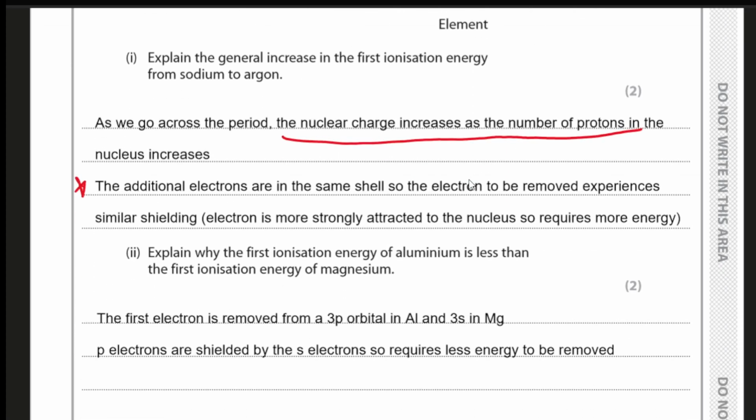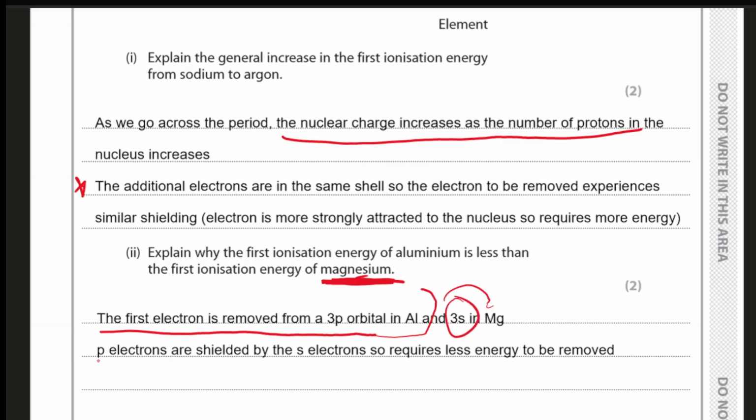Now in a previous question a little while back, we saw they told you to explain the anomaly in ionization energy between nitrogen and oxygen. In this case, they told you to explain the anomaly between magnesium and aluminum. If you talk about magnesium and aluminum, you need to see that the first electron is removed from a 3p orbital in aluminum, while in magnesium it is removed from a 3s.